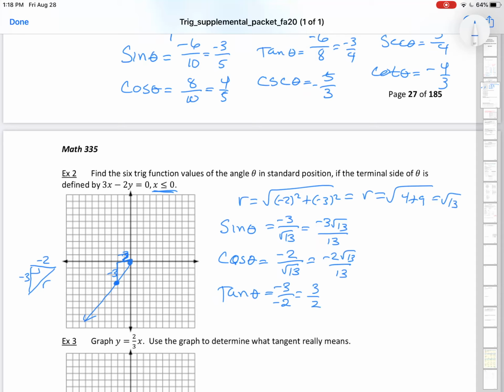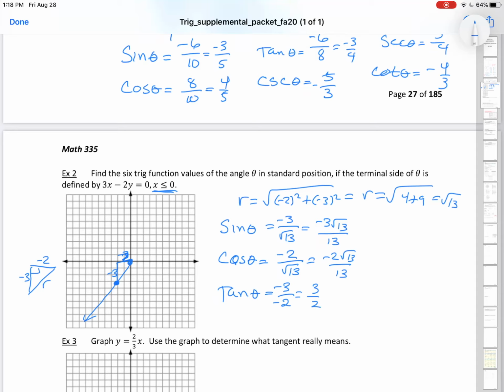Now, who's the flip of sine? Cosecant. Now, don't flip the rationalized version. That's your answer for sine. Flip that initial one, and you'll be done. Otherwise, you'll have to rationalize again to get this. Negative root 13 over 3.